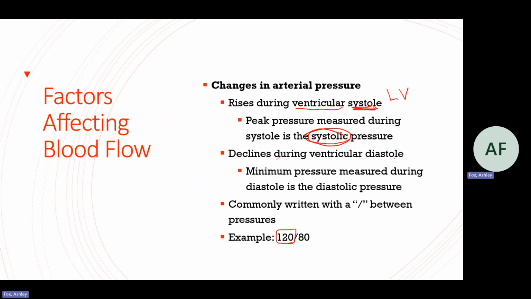Then it decreases. It never goes to zero. There's still pressure within the arterial system or the blood vessels. But during ventricular diastole, when it relaxes, that's the minimum pressure that's maintained. So that is called the diastolic pressure. There's still pressure within the vasculature when the heart's relaxed, but that's your 80. So 120 is when the heart's contracting, 80 is when it's relaxing. So you do want a pretty significant change between the heart contracting and the heart relaxing.